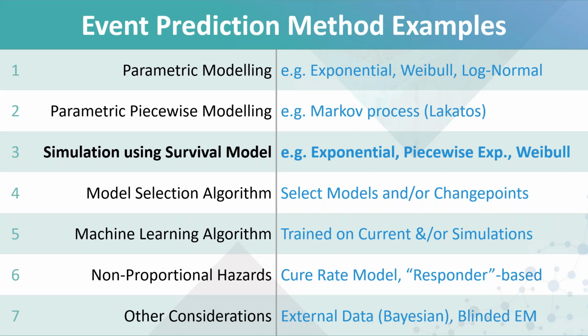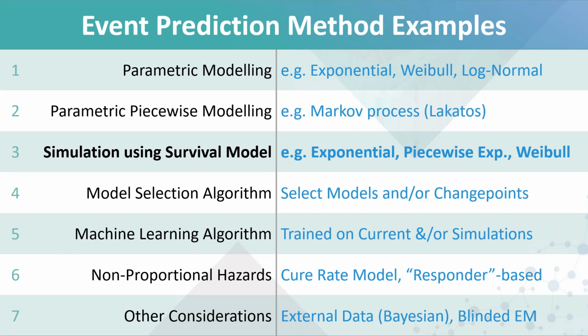But as I said earlier, we're going to focus on simulation using survival models such as exponential or piecewise exponential or Weibull, and that's what we'll focus on today, simply because it's kind of the easiest one to understand and gives you the greatest degree of flexibility over what you do. So you're picking the model that suits you rather than having some algorithm selected for you or some machine learning process selected for you.